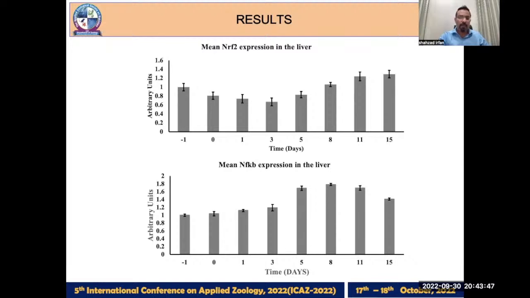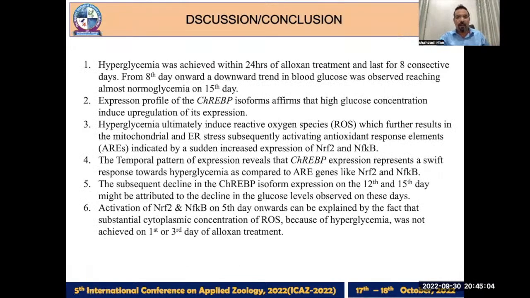In order to observe the response to the high glucose level, we observed the expression pattern of NRF2 and NFKB. Surprisingly, the expression pattern of NRF2 was quite different from the expression pattern of NFKB. What we expected was that on the 3rd and 5th day, the expression levels would be high, which was the case in the NFKB expression. But on the 8th day and 12th day, the expression pattern of these genes was still high, although glucose levels were low. So let's discuss these results.